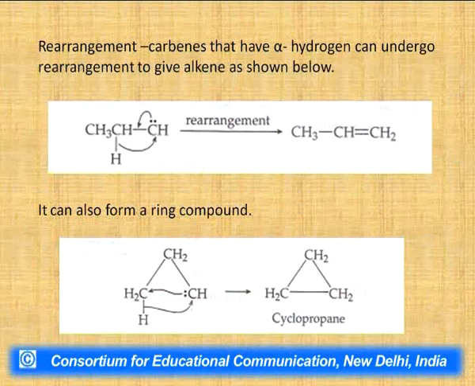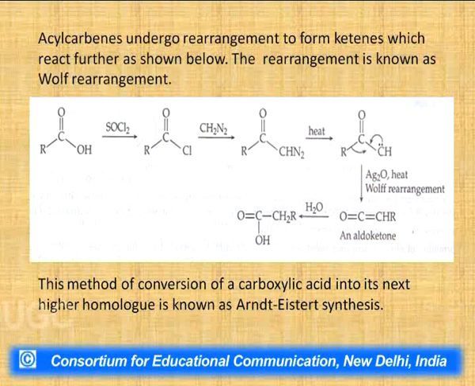Rearrangement, you know what is rearrangement? An atom or a group is rearranged to another carbon. Carbenes that have alpha hydrogen can undergo rearrangement to give alkenes as shown below. It can also form a ring compound. You can see there is a formation of a ring and the product is cyclopropane.